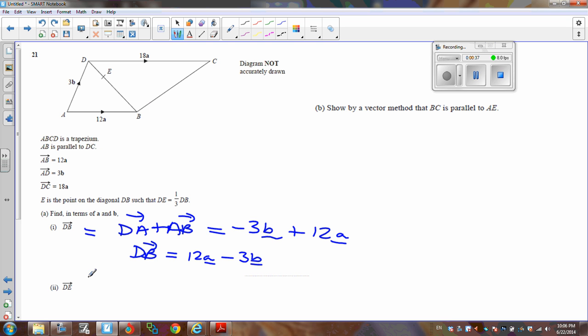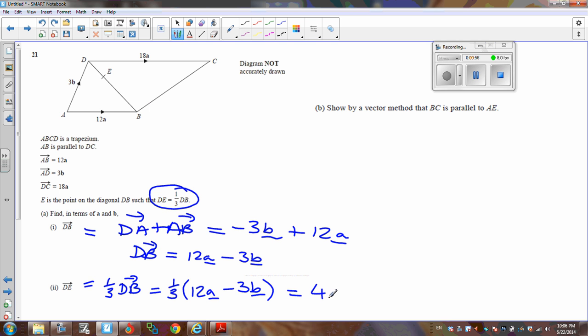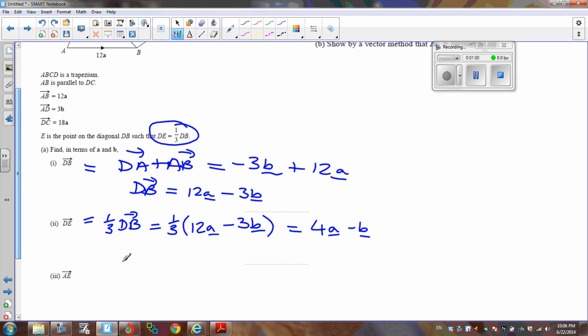Right, we're now asked to find the vector DE. Now DE, if we look at that, we are told that DE is equal to 1/3 of the vector DB. Now we've just found the vector DB, so we're going to do 1/3 of 12a minus 3b, and if you find 1/3 of each of those, that's 4a minus b. So the vector DE is equal to 4a minus b.